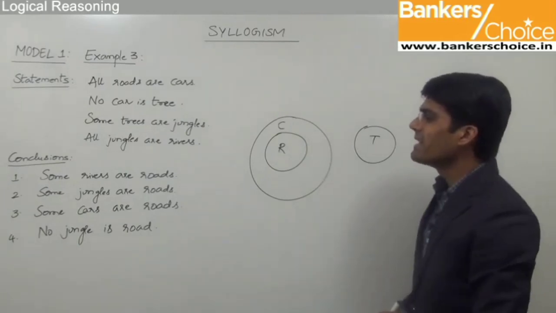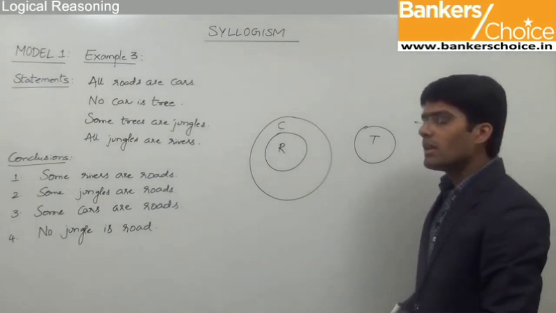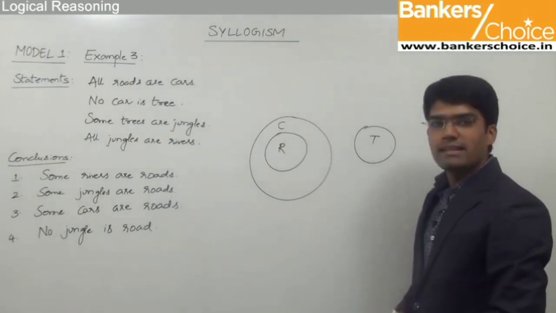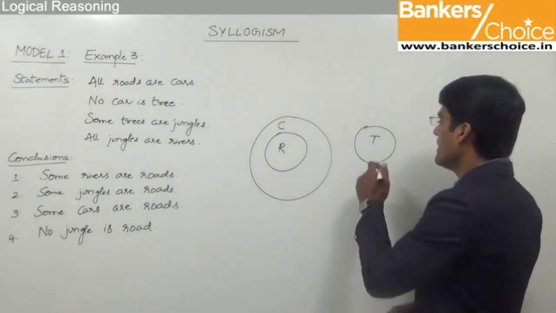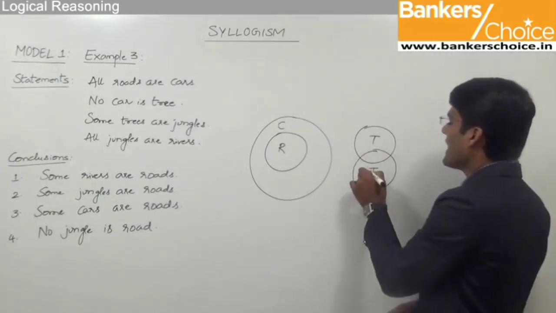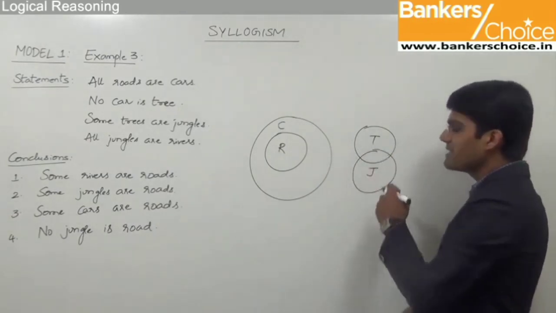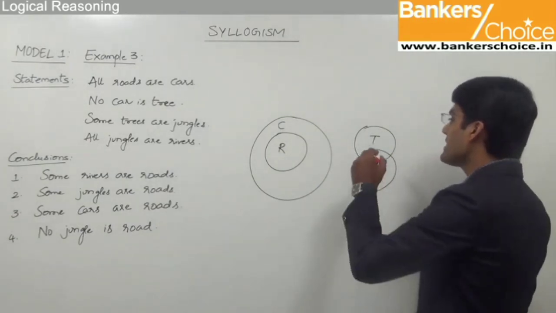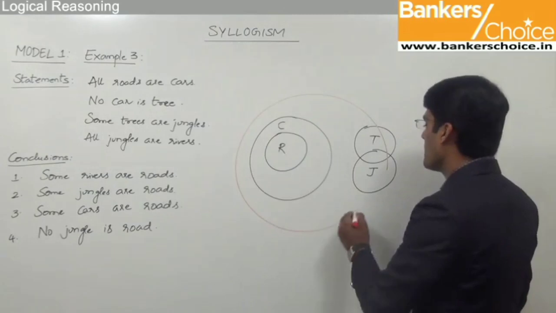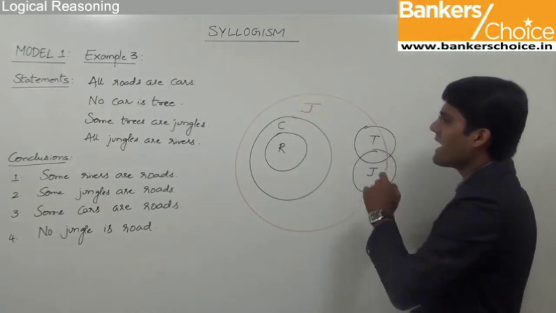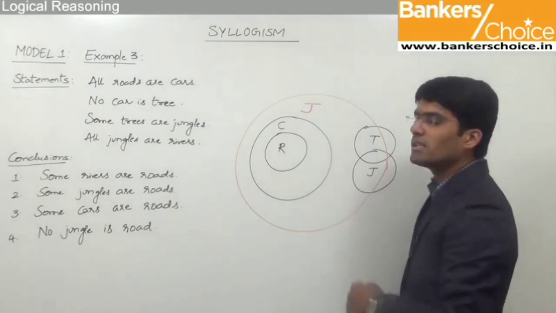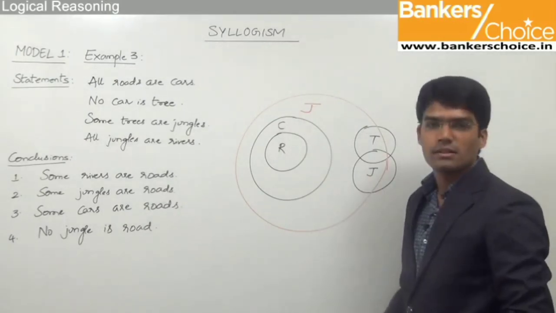The next statement is some trees are jungles. Now this particular statement, that is some trees are jungles here, can be taken in 2 or 3 different ways. For example, some trees are jungles can be taken as shown, where we find that some of the trees are jungles, or some trees are jungles can be taken with the help of this red circle. Here if we take this as jungles, we find that some of the trees are jungles. So we need to keep both the diagrams in mind when we are checking the conclusions.